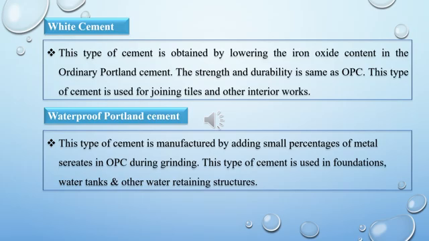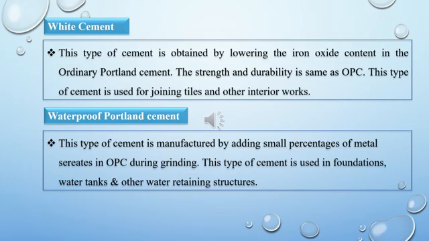So students, white cement. Now the question is how white cement is produced. White cement can be produced by decreasing the iron oxide content in the OPC. When you decrease the iron oxide content in OPC, white cement is formed. This cement has the same strength and durability as the OPC, and it is used for joining tiles and interior works.